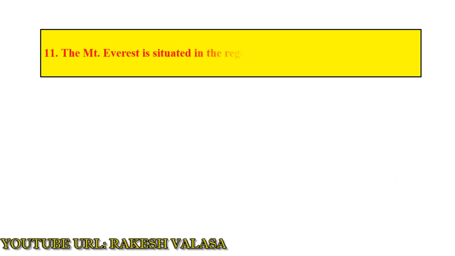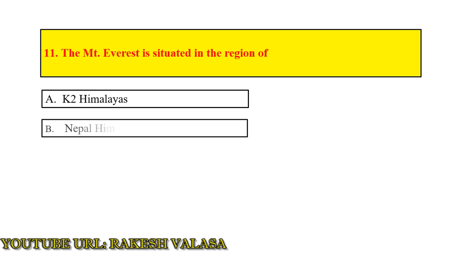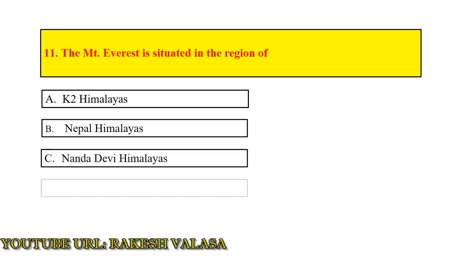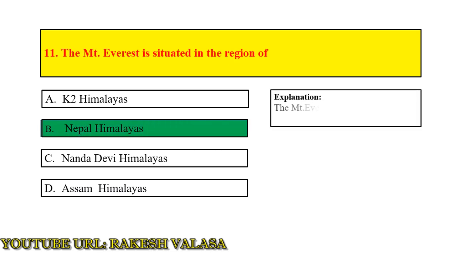Question number 11. The Mount Everest is situated in the region of? Answer: Nepal Himalayas. Explanation: The Mount Everest is situated in the region of Nepal.